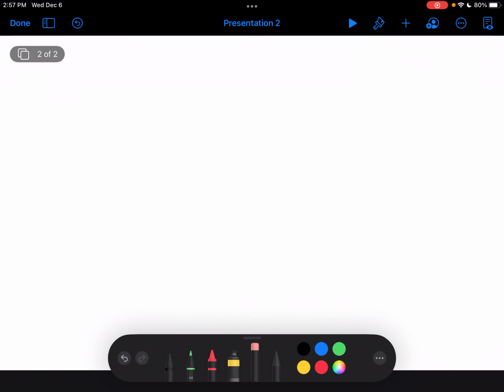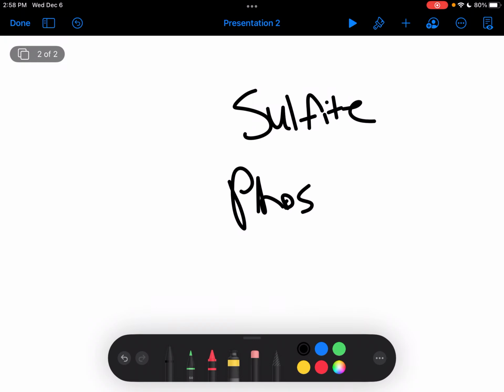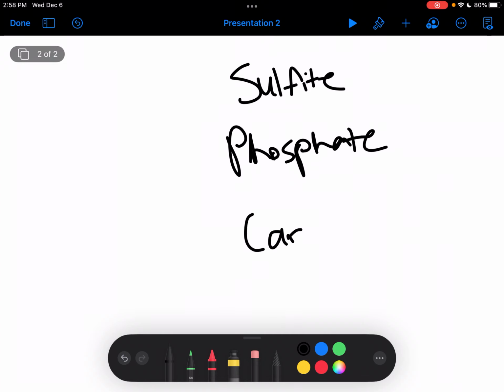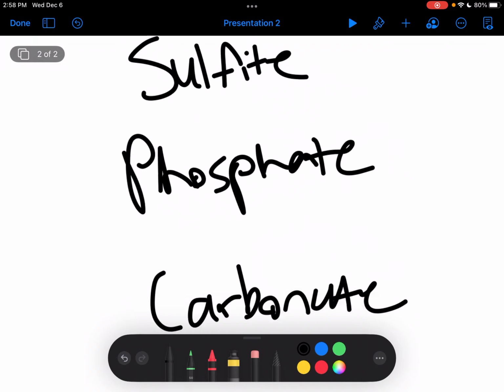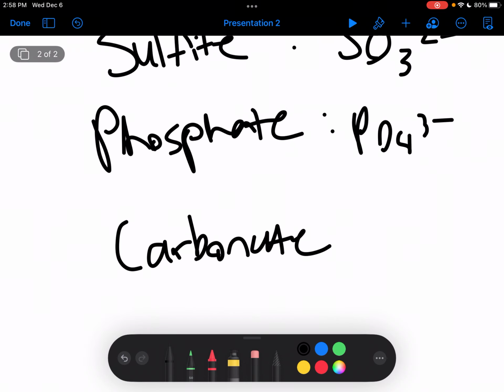Alright guys, so today we're going to be drawing advanced Lewis structures, specifically polyatomic ions. And polyatomic ions, for example, are sulfite, phosphate, and carbonate. Sulfite is SO3 2 minus, phosphate is PO4 3 minus, and carbonate is CO3 2 minus.